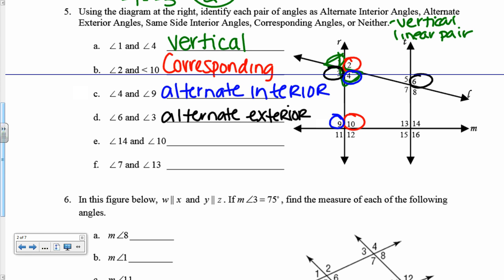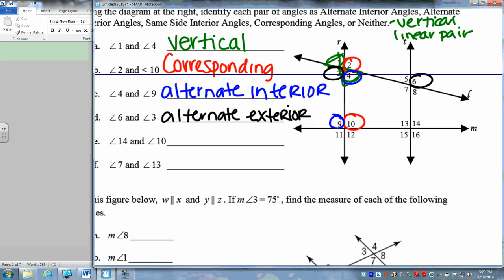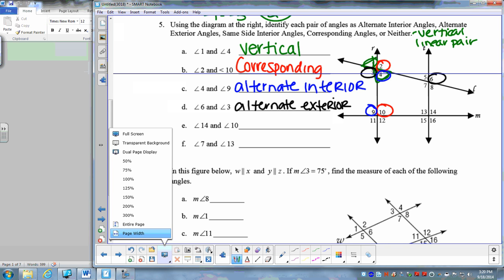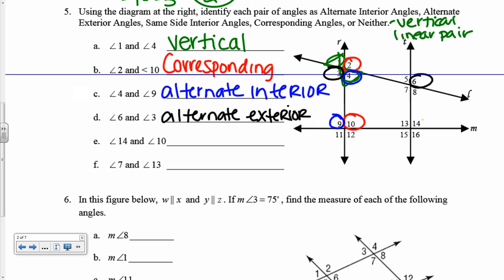14 and 10. Change my colors over here. All right. So 14 and 10. If I look with M as my transversal, they're both on the same side of my transversal. They're both on top of it. And then they're both on the right-hand side. So these are corresponding. They're in the same position on both lines.